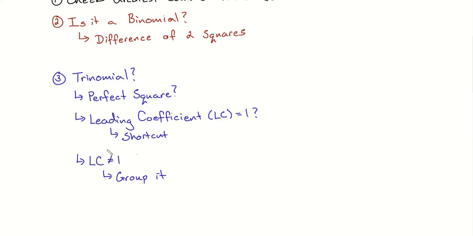The last step for today, at least: if the leading coefficient is not 1 and we can't group it, then our very, very last option, and this is more so with solving, but it's everybody's favorite thing, the quadratic formula.